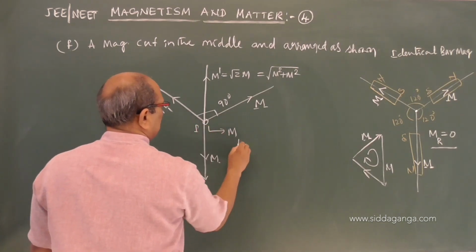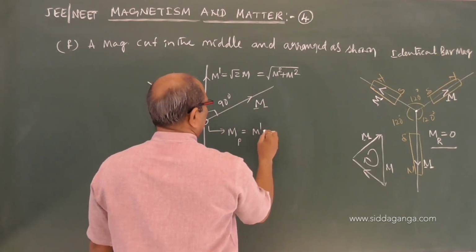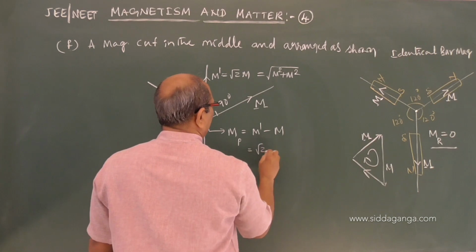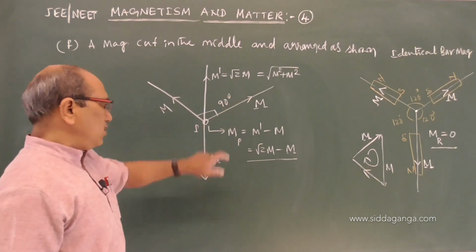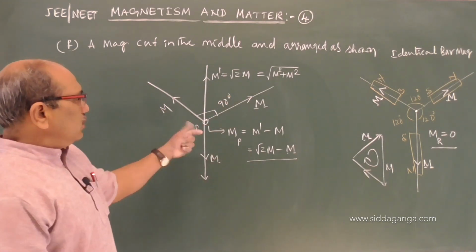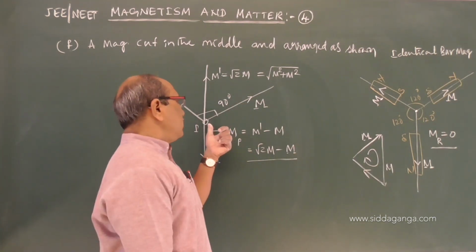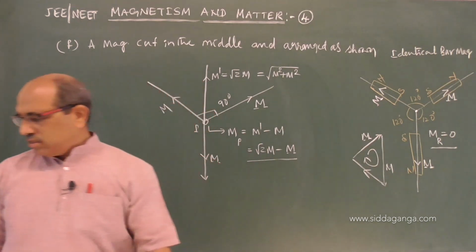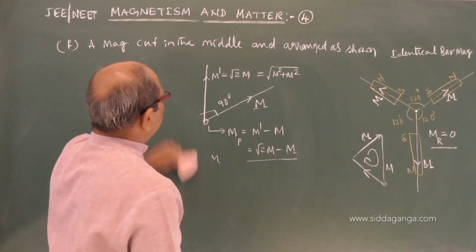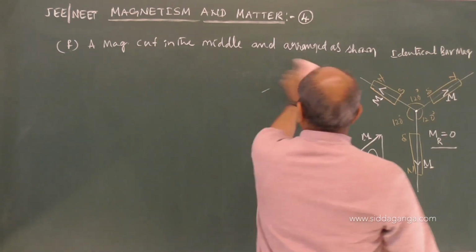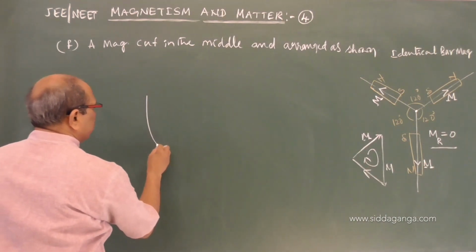What is the net moment at this point? If I call it P, M and M dash are opposite to each other. M dash minus M, root 2 M minus M, is the resultant one. So thus the arrangement of moments may be given, and if asked to find the resultant moment at the common point, you can estimate. And another one, they may be asking related to bending of a bar magnet and magnetic field.